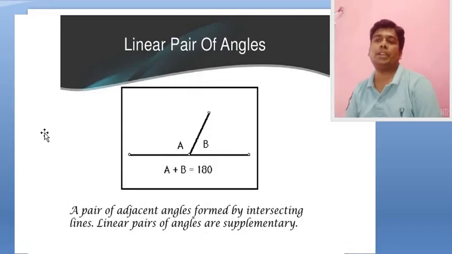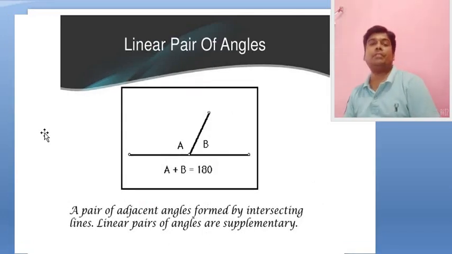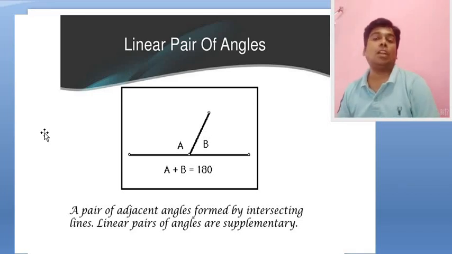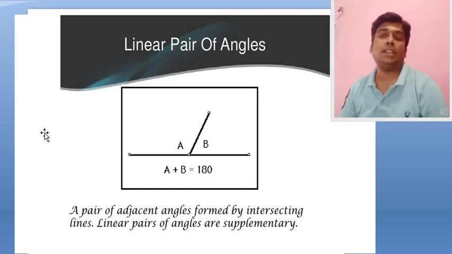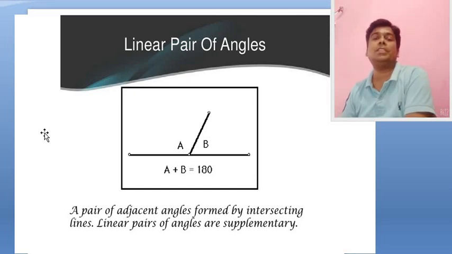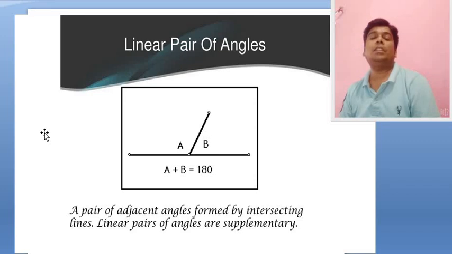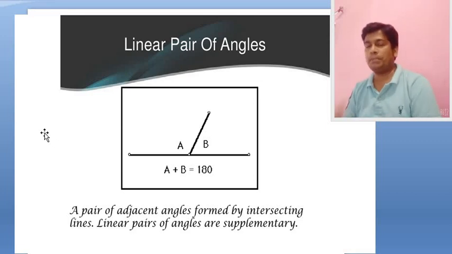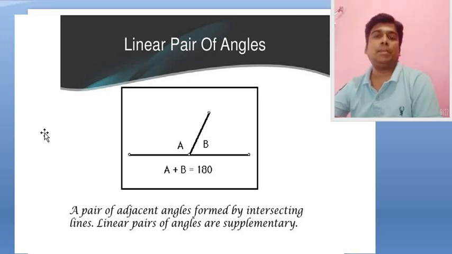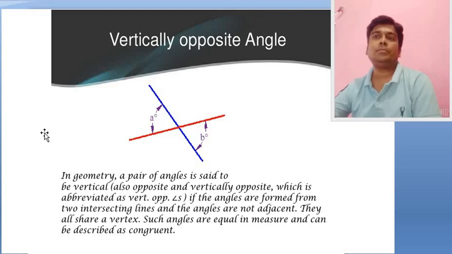Next is linear pair of angles. From the adjacent angles we form a linear pair if the non-common arms in the adjacent angles form a straight line. Automatically the adjacent angles are converted to a linear pair of angles, and one of the important properties of a linear pair is that the sum of the two adjacent angles in a linear pair is supplementary, that is 180 degrees. Okay, remember this very important point. Many problems will be solved using this.